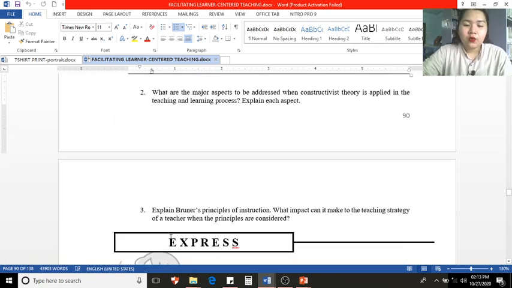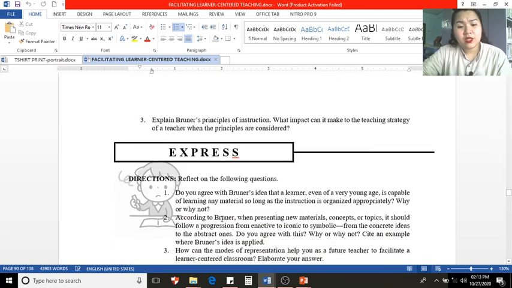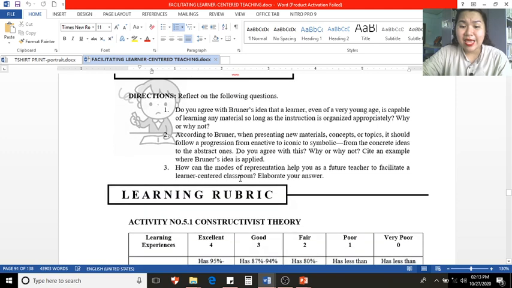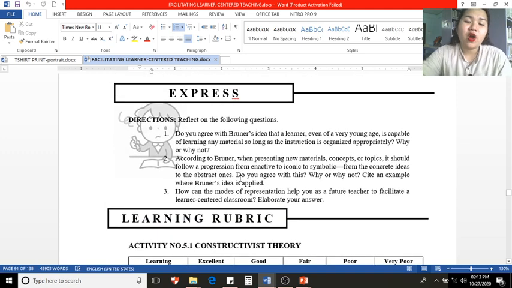Number 2. What are the major aspects to be addressed, so on and so forth. So, read and explain each aspect. Then, you are to explain Bruner's principles of instruction. Then, what impact can it make to the teaching strategy of a teacher when the principles are considered? So, you answer the following questions. Then, of course, in express, you are to make reflection on the following questions. So, kindly read na lang the questions, then answer.